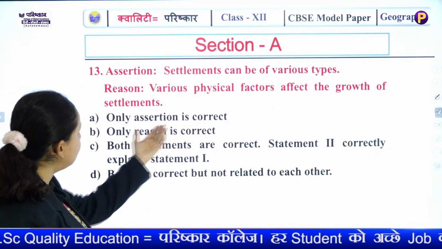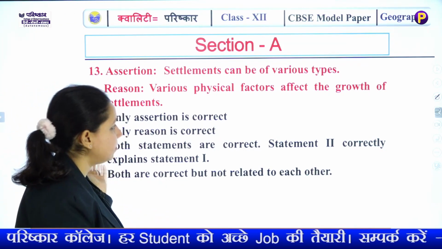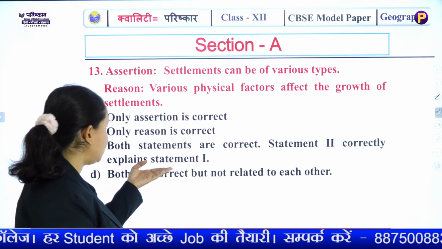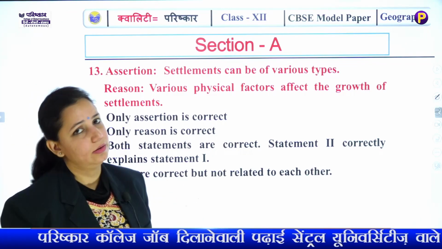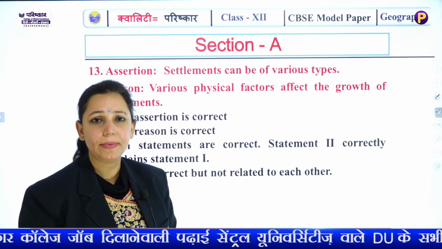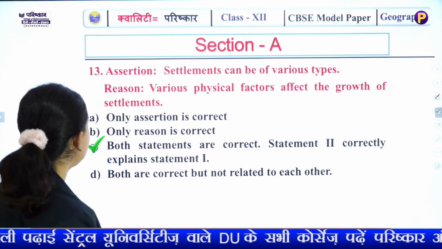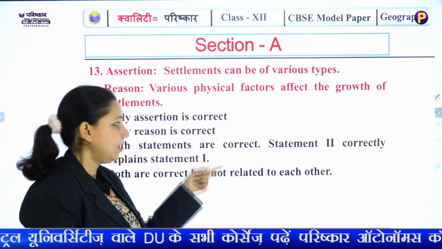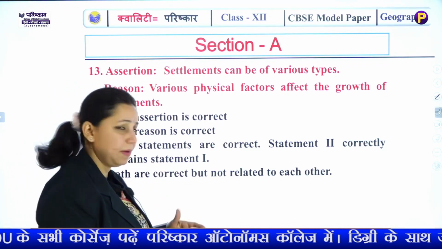Now, only assertion is correct, only reason is correct. Both statements are correct. Statement second correctly explains statement 1. Both are correct but are not related to each other. So, it was quite a simple one. So, we all know that our correct answer will be C. Both statements are correct. Statement second correctly explains statement first.